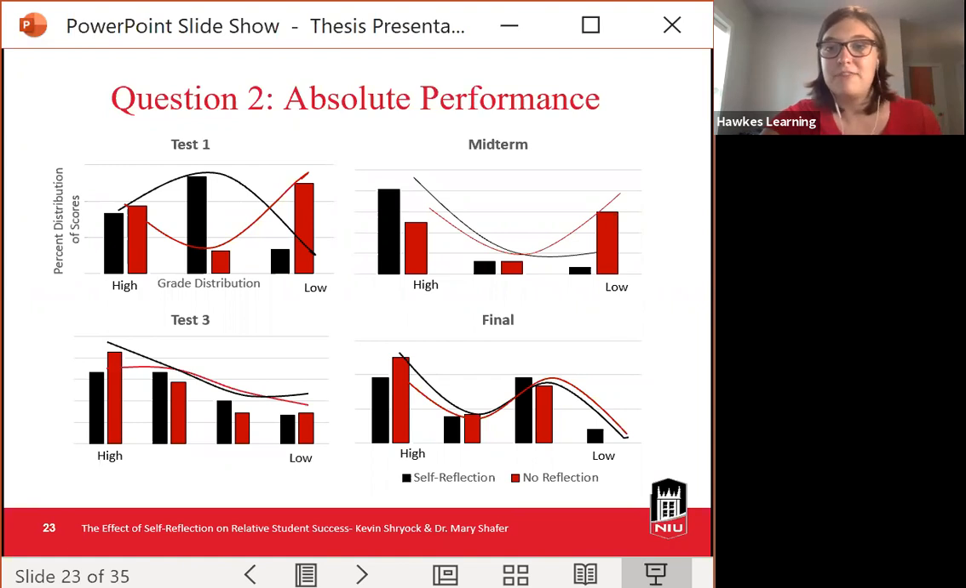Bindu asks, is the self-reflection done after every quiz and test, or was it on a different assignment before every quiz and test?